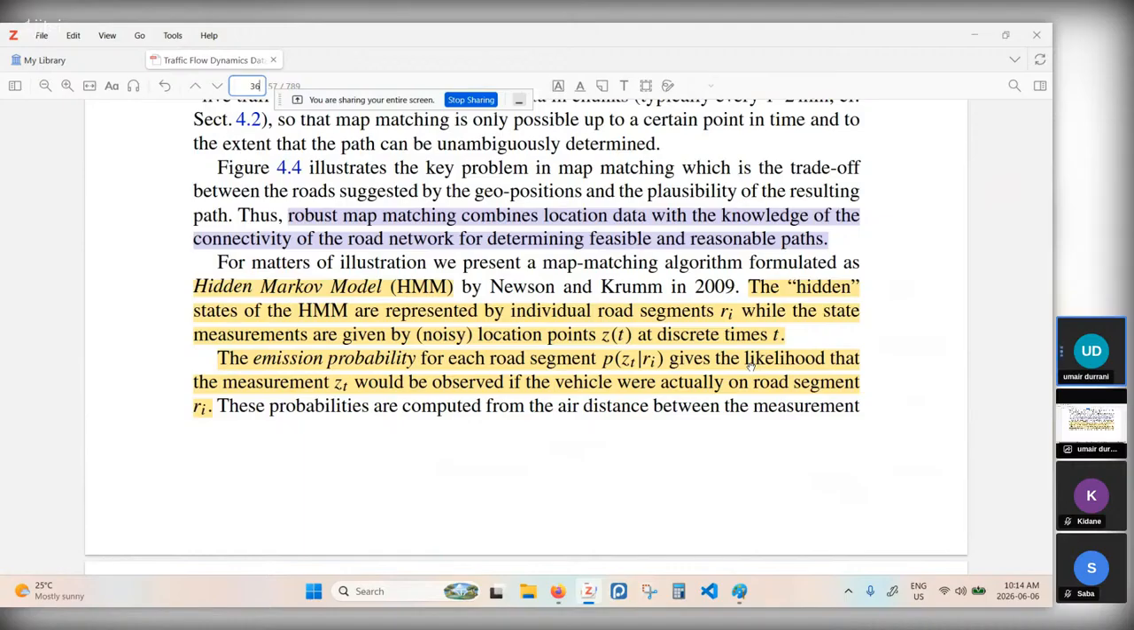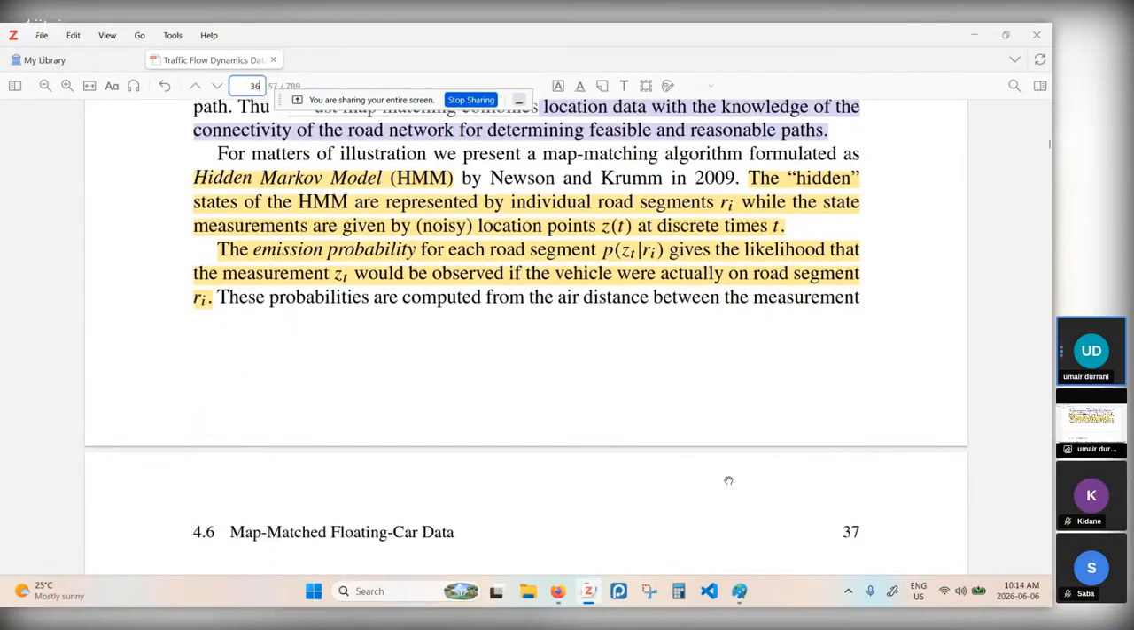The emission probability for each road segment, P of z of t given Ri, gives the likelihood that the measurement z of t would be observed if the vehicle were actually on road segment Ri. So we've already assumed that the vehicle is on a given road segment Ri, and we are looking at the likelihood that we would observe this value of z of t if the vehicle was on the road segment Ri. Any questions so far?